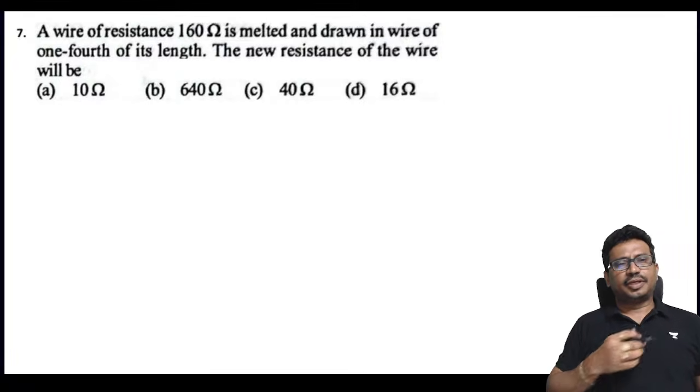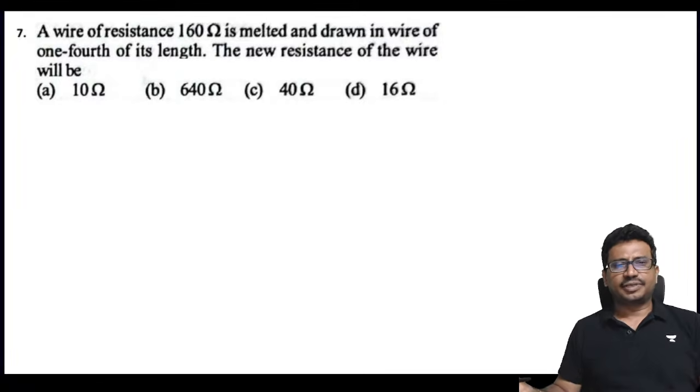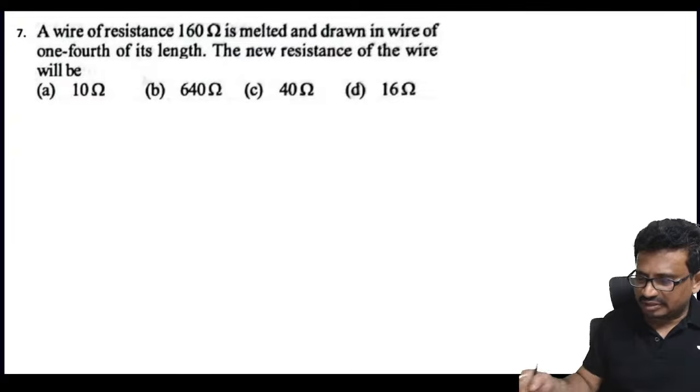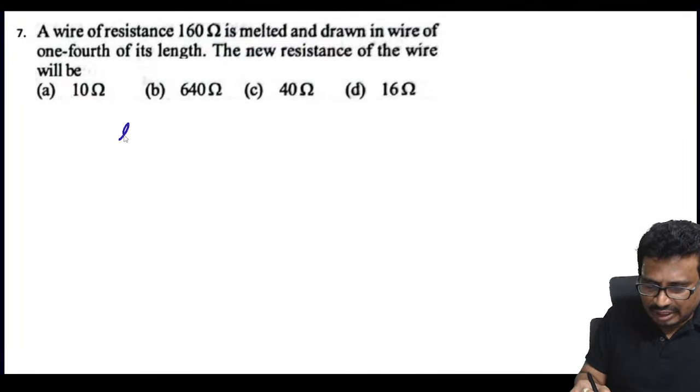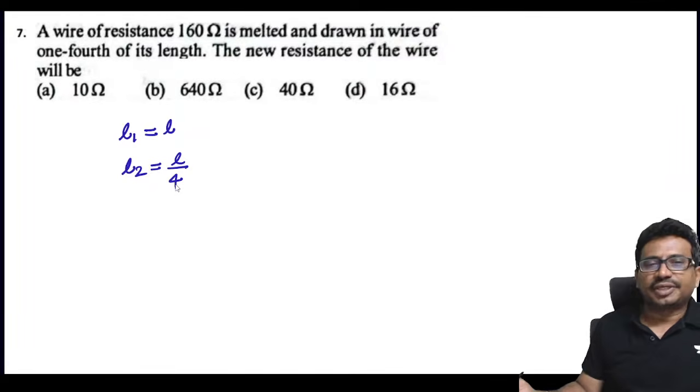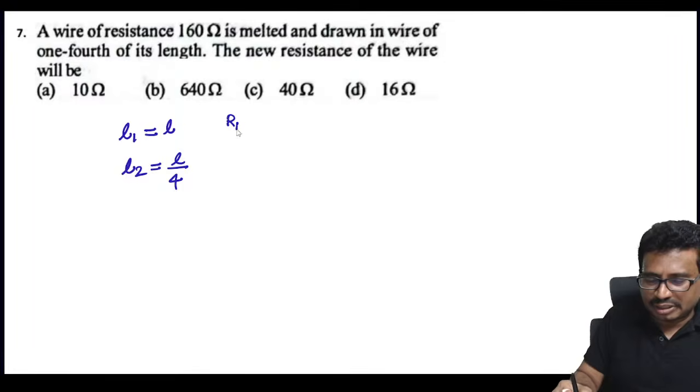Next, a wire of resistance 160 ohms is melted and drawn into a wire of 1/4 of its length. That means the initial length L1 is equal to L. Now what is L2? 1/4 means L by 4. So the initial resistance is given as 160 ohms. Now they are asking to find the final resistance.